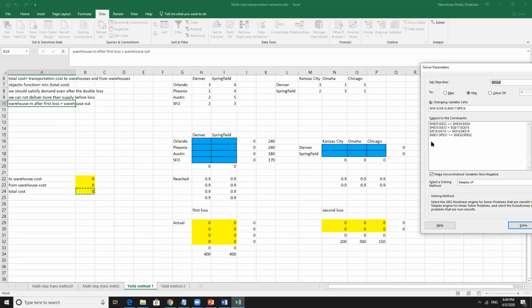And the last constraint, N31 to P31. This row, I hope you can see my mouse, is whatever you deliver from your warehouse to your customer after the second loss. It should be more than N32 to P32, which is your customer demand. So the last constraint is just saying that whatever you still have after the second loss should be at least more than your customer demand.